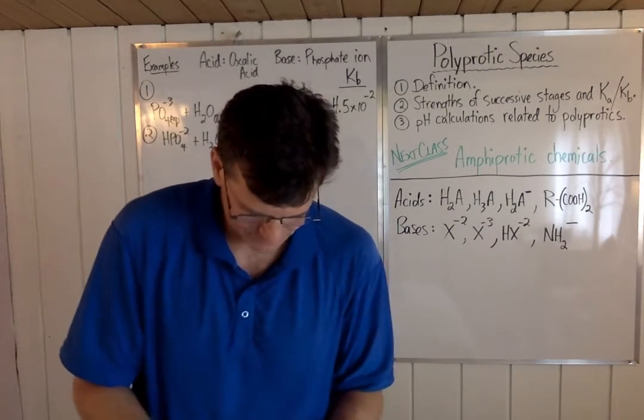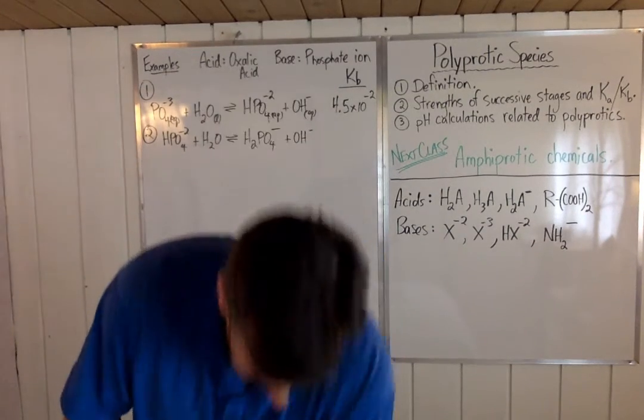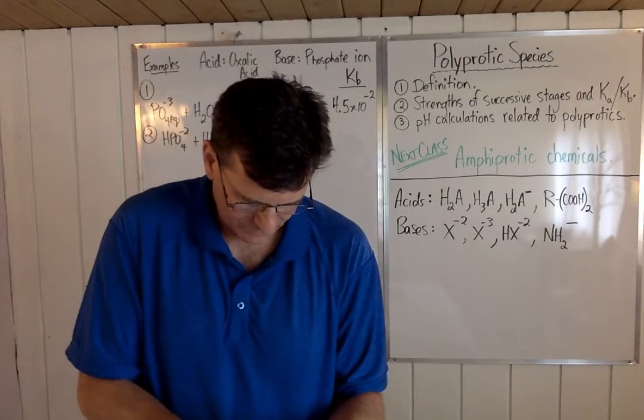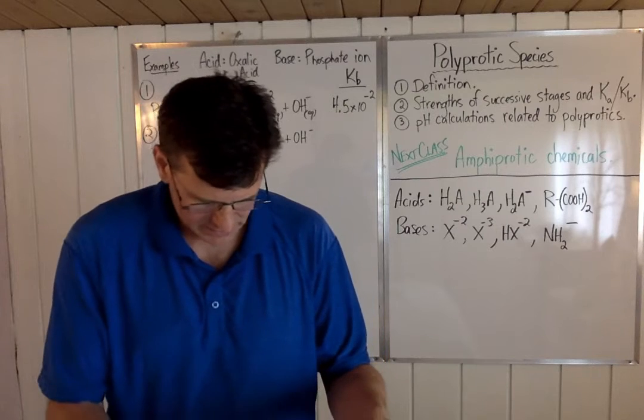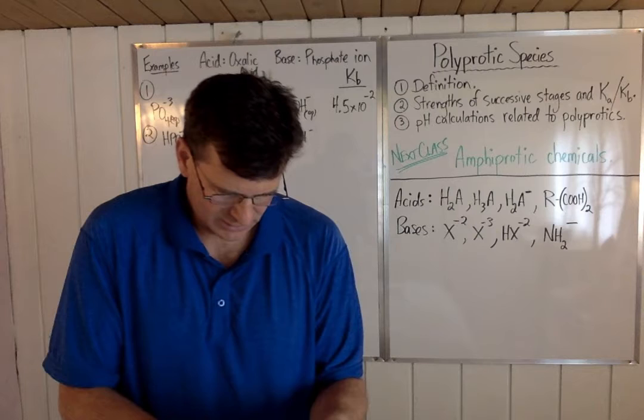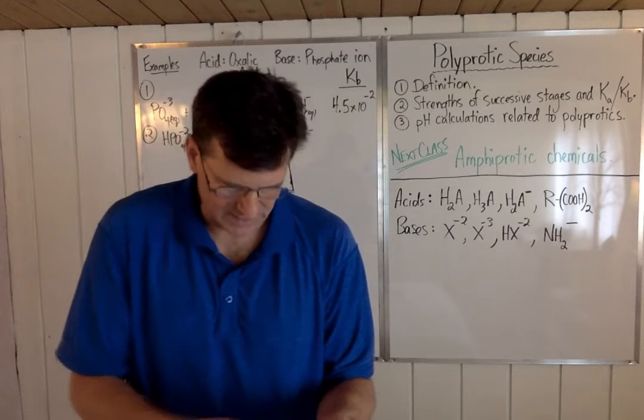So what is its value of Kb? Sorry, I misspoke. So 1 times 10 to the negative 14 divided by the Ka of H2PO4, 6.2 times 10 to the negative 8.